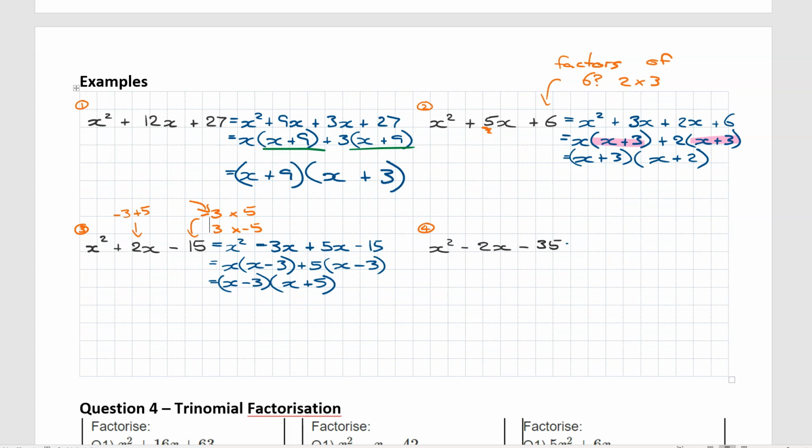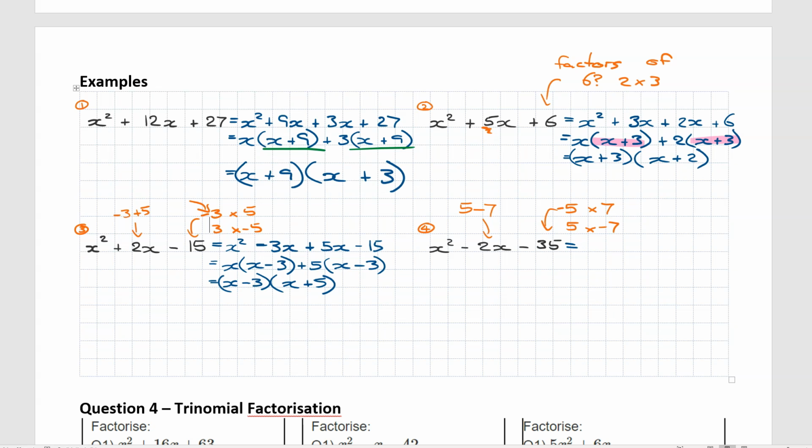Alright, example 4, notice again, we're not dealing with just one minus now, but rather we're contending with 2. But again, follow the same process. You ask yourself, what are the factors of 35? And that one's a nice simple one. It's simply 5 times 7. Now notice it's a negative, so it could be negative 5 times 7, or it could be 5 times negative 7. But the question is, what 2 numbers add together to give minus 2? And that's definitely going to be 5 take 7, like so.